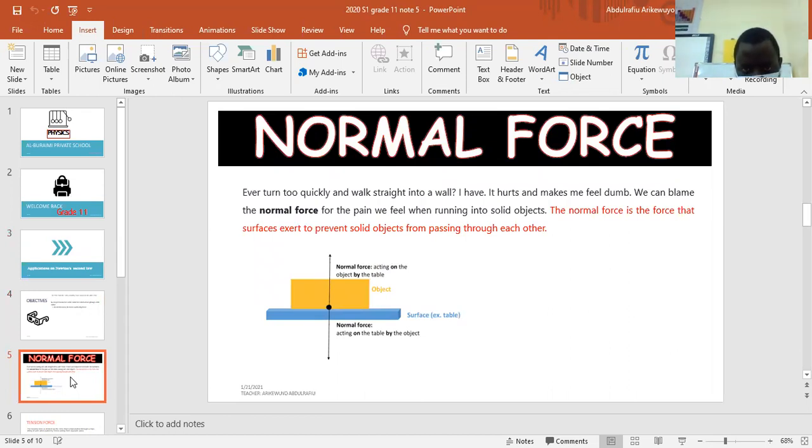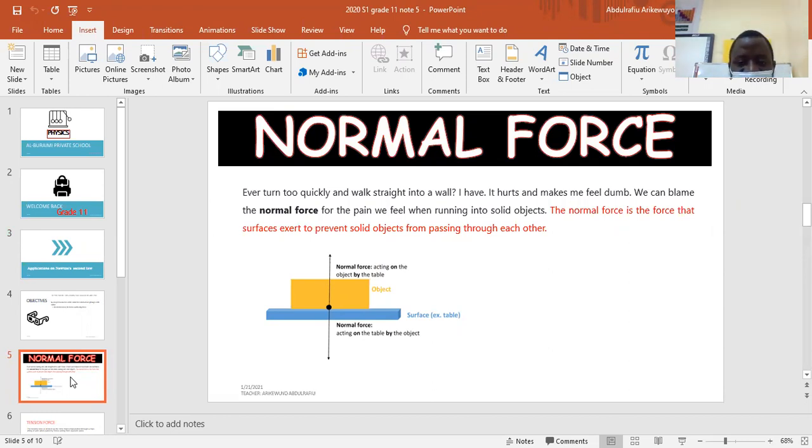You can always wonder what happens when you place your book on the table and the book does not fall down, or when you lean on the wall, resting your back on the wall, and you are stable. How come you are stable and not falling down? How come the book is staying on the table without falling down? Now, in physics, this is as a result of normal force.